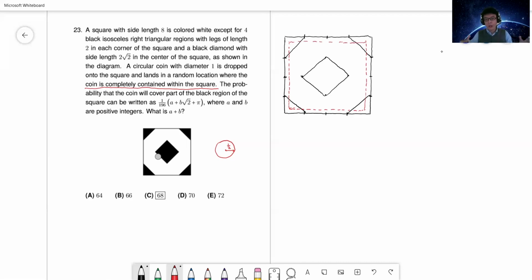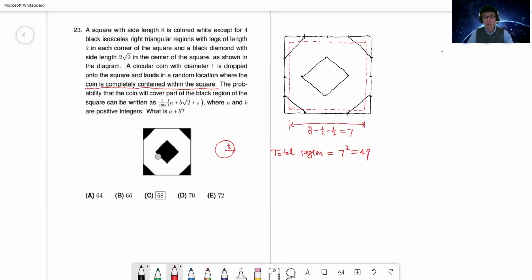So each side shrinks to inside by 1/2. So this is a square of side length 7. This is 8 minus 1/2 minus 1/2. The side length equals 7. So the total red region is 7 squared, which is 49. For this region, the center of the coin could be on any point of this region.